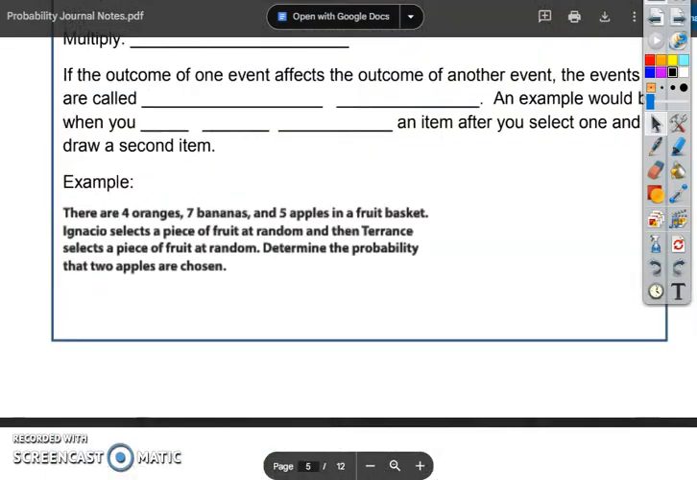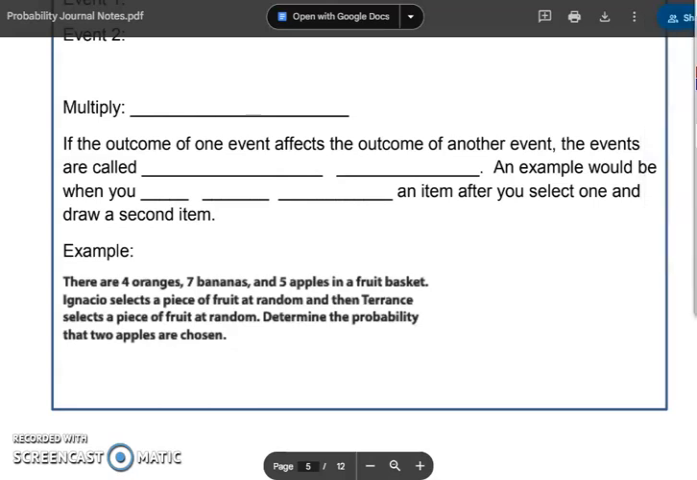So now let's look at the second problem. This one is where it says one event does affect. If the outcome of one event affects the outcome of another event, the events are called dependent events. And I'm going to explain that because you have to look kind of for keywords to know if it's dependent. An example would be when you do not replace an item after you select one.